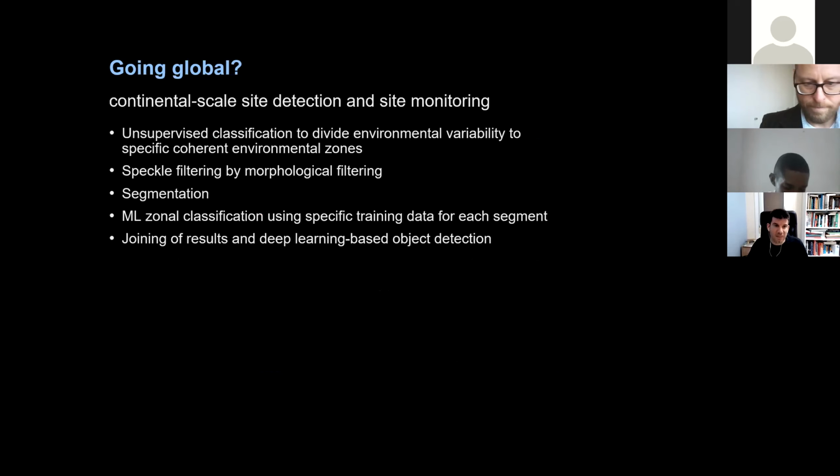Okay, this algorithm will have a first stage in which it will do an unsupervised classification to divide environmental variability into specific coherent environmental zones. That is, it will not be applying the same classifier to all areas, but it will be divided according to the environmental character of the area. It will do the same with the training data. Okay, it will classify the training data in coherent groups, so you will have specific training data which is coherent for specific areas.